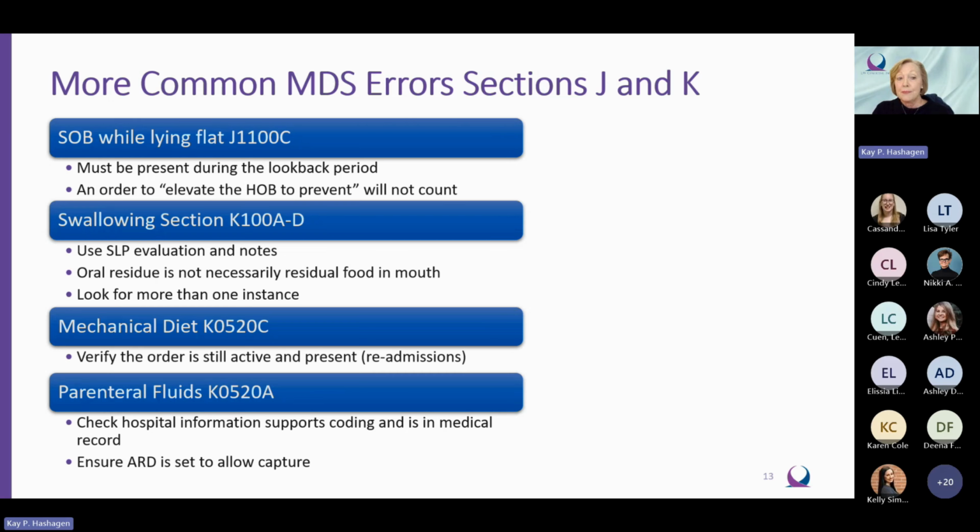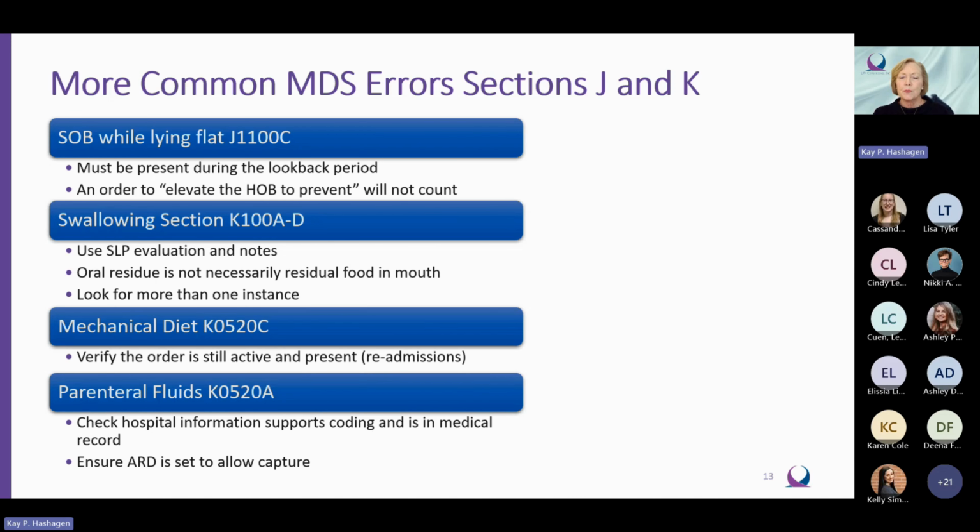On the flip side, I want to talk a little bit about oral residue, because oral residue does not necessarily mean residual food in the mouth. So when you look back at the RAI manual and you look at the actual definition of things that will count for coding of K0100 A, B, if the speech evaluation just lists oral residue, but they don't have any other findings that would relate to muscle weakness or signs and symptoms of aspiration, if they don't have any interventions in their plan of care related to oral residue, and the nurses don't have any documentation, I wouldn't code it.